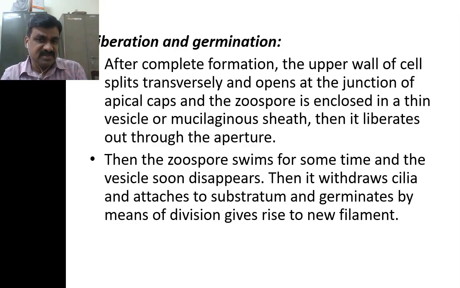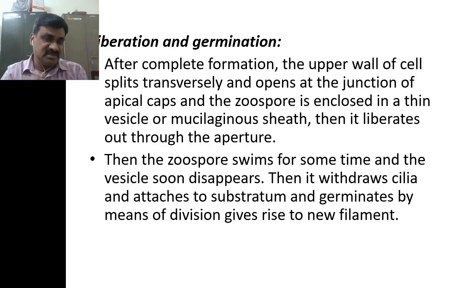The zoospore swims for some time, then it withdraws the cilia and attaches to the substratum with that bald spot. The bald spot area attaches to the substratum, and the germination of the zoospore takes place by means of division and it gives rise to the new filament.